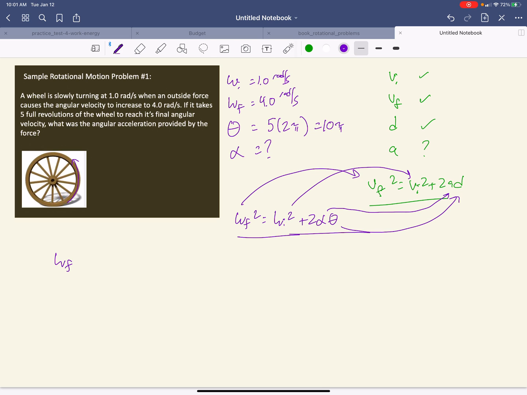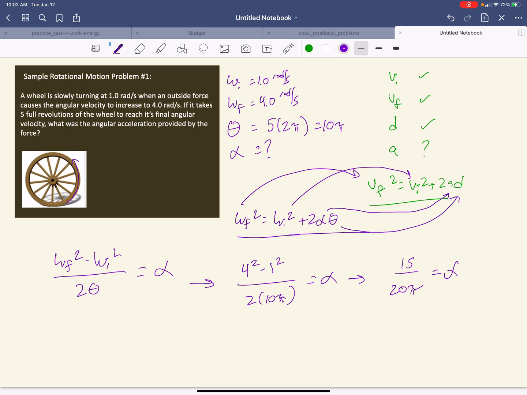So omega F squared minus omega I squared all over 2 theta has to be alpha. And now we can just plug in our numbers. We'll say that 4 squared minus 1 squared all over 2 times 10 pi has to equal our alpha. And now I wish I had my calculator ready. Oh, there it is. So it's going to be 15 divided by 20 pi.